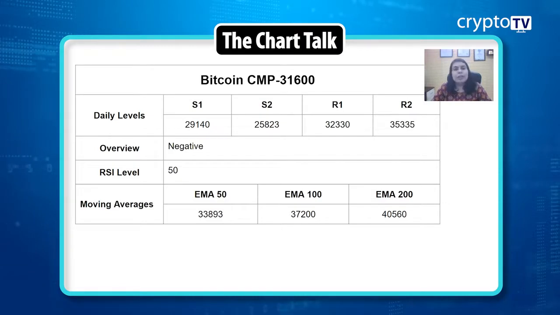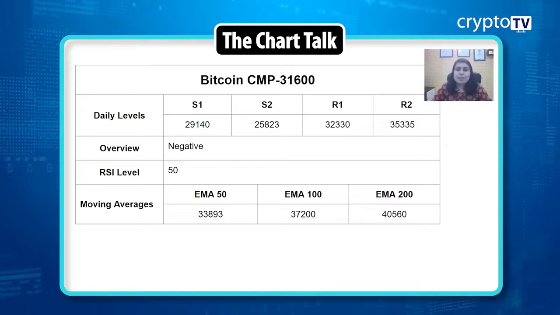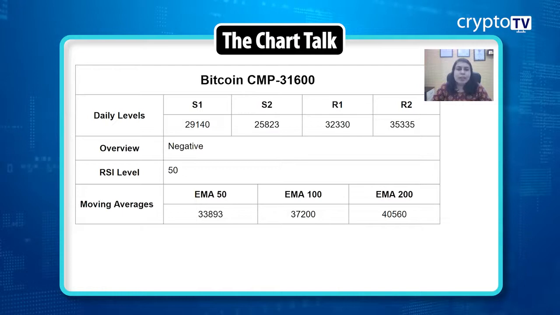Now if you look at the next immediate resistance, which is at 32,330. If the price closes above that, then we can say a trend reversal kind of situation has happened. Until then, as long as the price is trading below that, we are still in a downtrend. Now, if you look at the RSI, which is at 50, that is also at a very important level. If the RSI comes up above the 50 level, we will definitely see more upside momentum in the upcoming days.